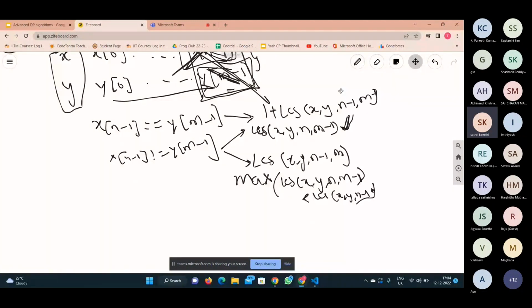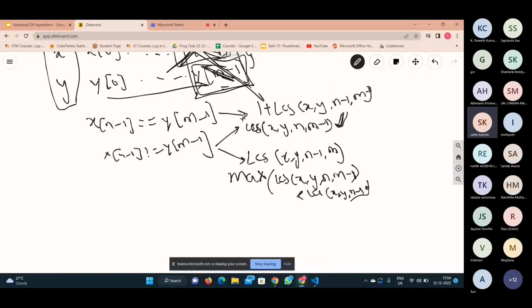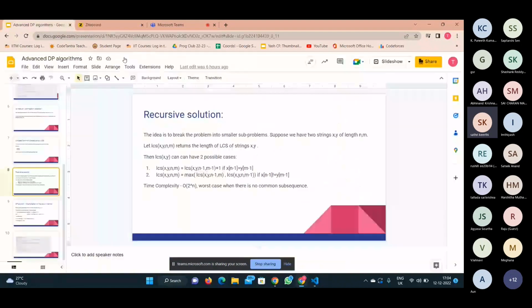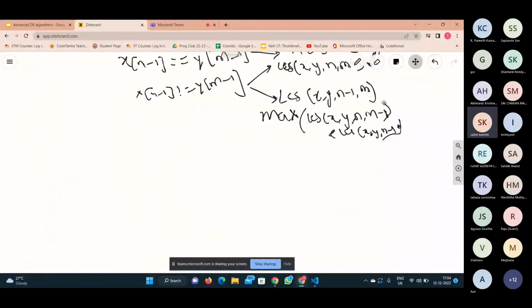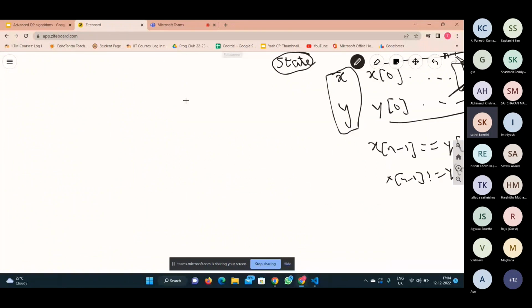Yeah, so this is the recursive solution. The time complexity will be 2 power n, where the worst case is when there is no common subsequence in both the strings. So let's say we have strings A, B, C, and D, E, F.